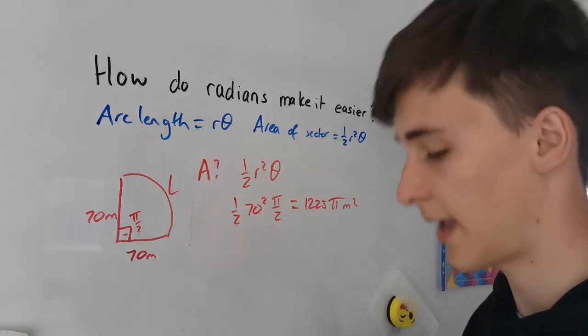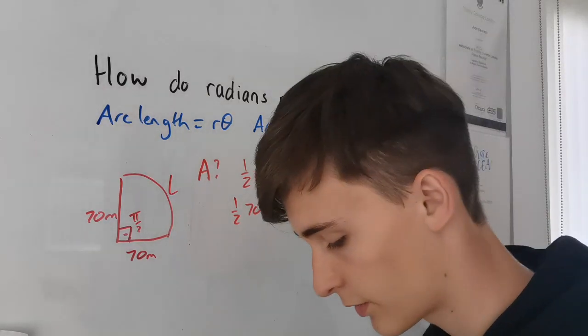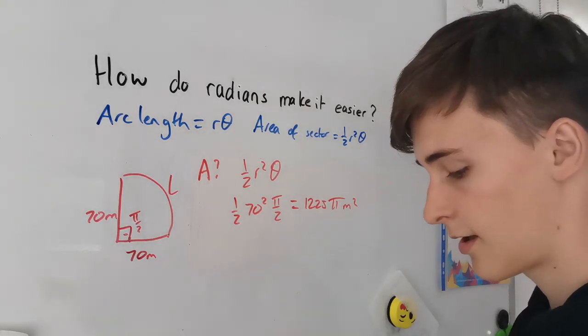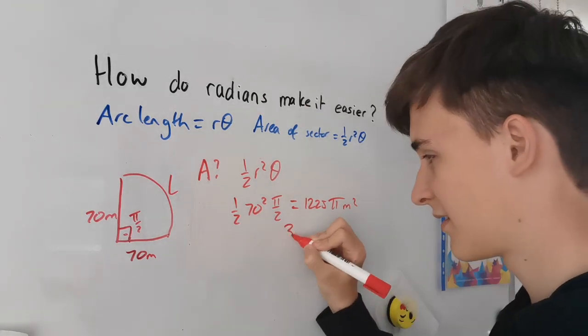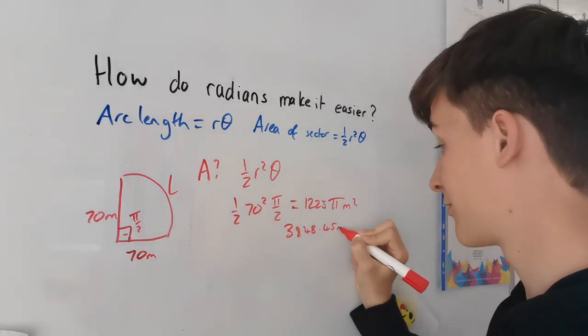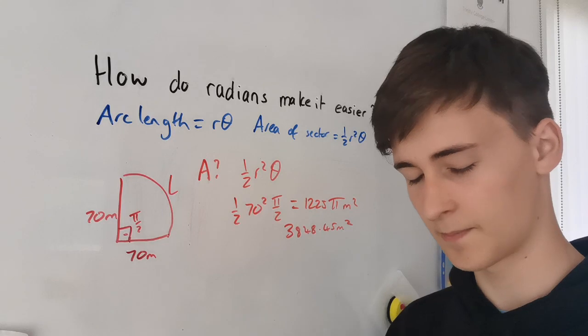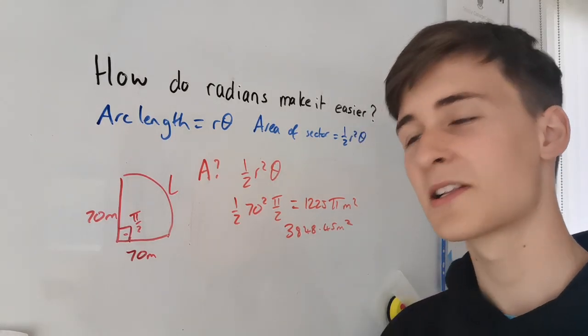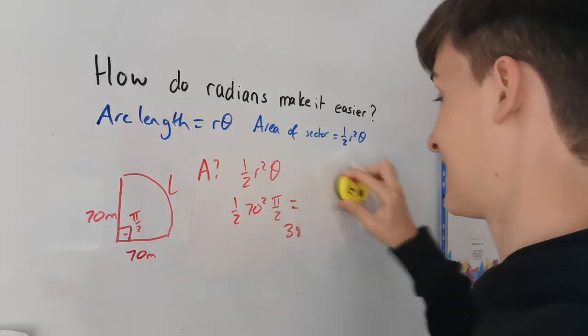Meters squared, of course. But if you want to work that out, 1225 pi, your answer is going to be 3848.45 meters squared. So as you can see, it makes things a lot easier, doesn't it? So now let's go into the next thing, area of a segment.